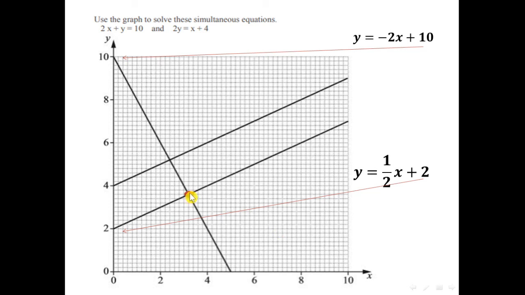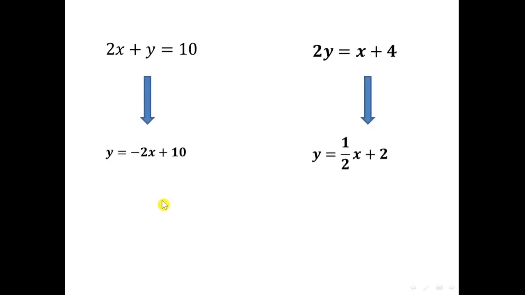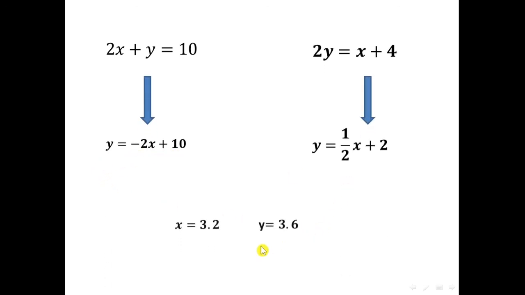So you have to read it. You have to go vertically and horizontally. You go vertically like this, you find 3.2, and you go horizontally like this, you find 3.6. So these are the values of x and y, this is the solution and how we did that. At the end you shall find that x equals 3.2 and y equals 3.6.